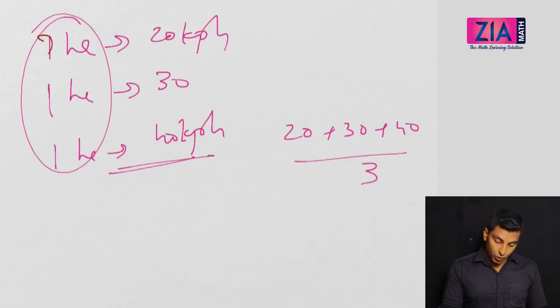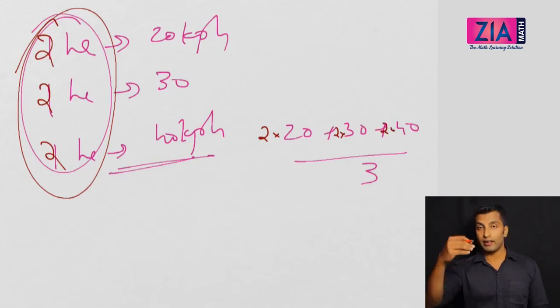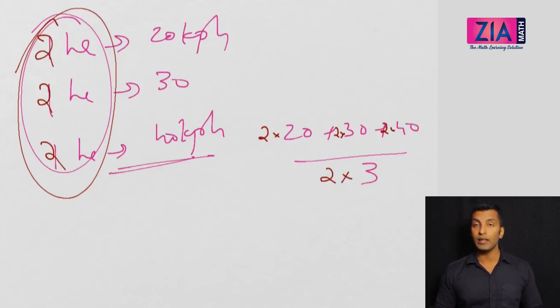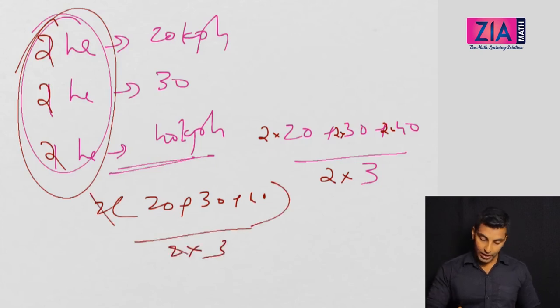Now what if it was 2 hours each? Still the time is constant, right? In all 3 cases time is constant. So what is the average speed? 2 into 20, that's the distance. Here 2 into 30, 2 into 40. And the number of hours in total is 2 plus 2 plus 2, that is 6. So I can write it as 2 into 3. So when you take 2 out, 20 plus 30 plus 40 by 2 into 3, and this 2 will get cancelled out and you are getting the same thing.